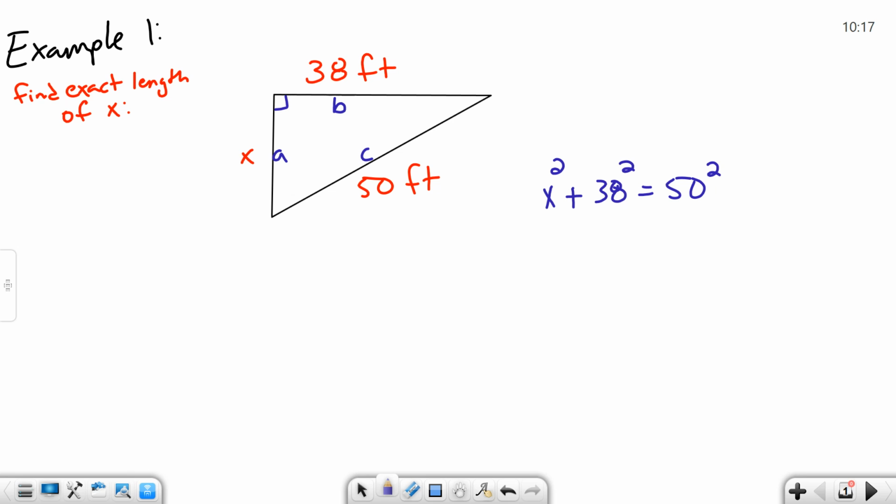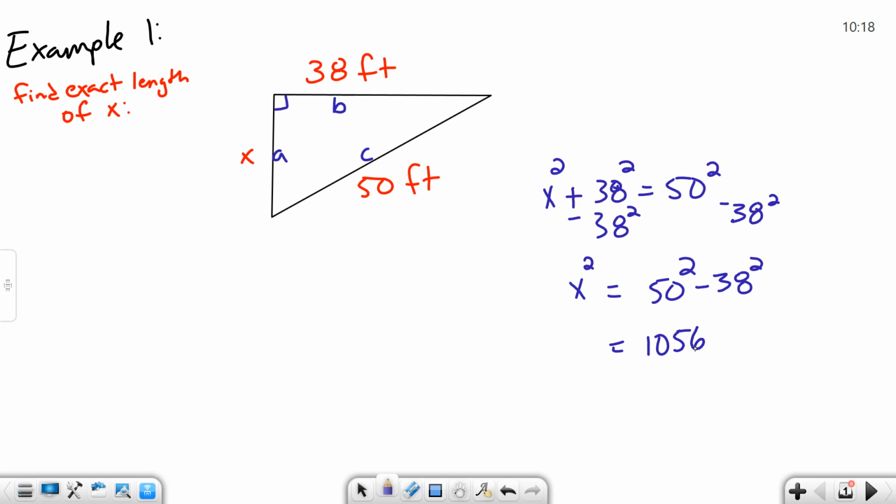I don't want to work with very big numbers, so I'm going to be doing some things here that might seem confusing, but I'm going to justify them with the algebraic principles. First, I'm going to subtract 38 squared from both sides. That leaves me with x squared equal to 50 squared minus 38 squared. When I take 50 squared and I subtract 38 squared, I get 1056.